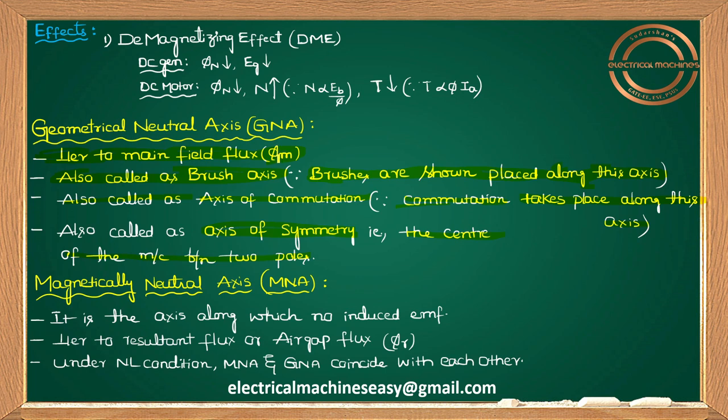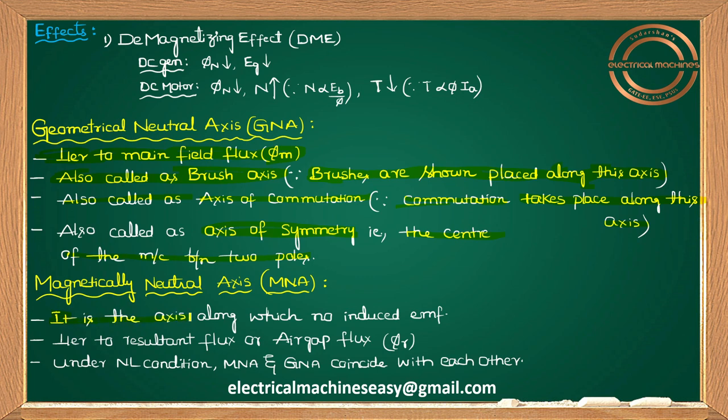Okay, so this is about your GNA. So I think it is clear, right? Is there any doubt? Please try to understand. GNA will have some clarity if you try to see these 4 points. Okay, and what about MNA? This is very important, guys. MNA means magnetically neutral axis. What is that? Why am I using the word neutral? All this I'll tell you. This statement also I'll be explaining after some time.